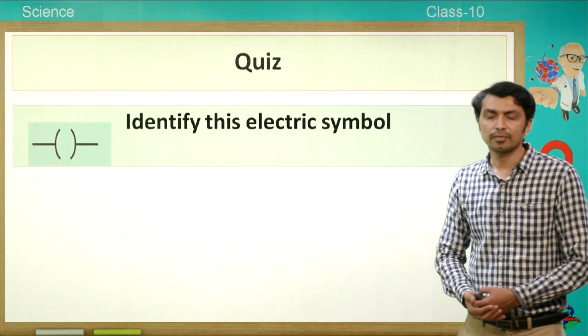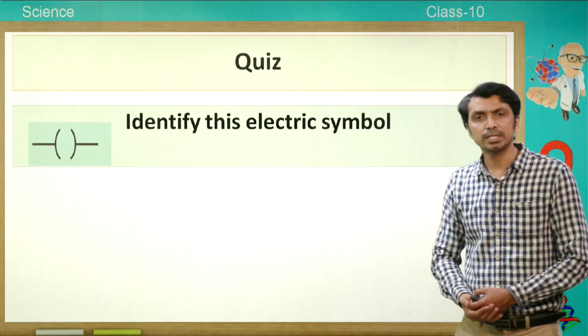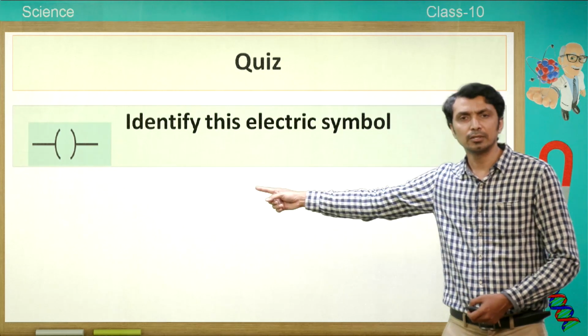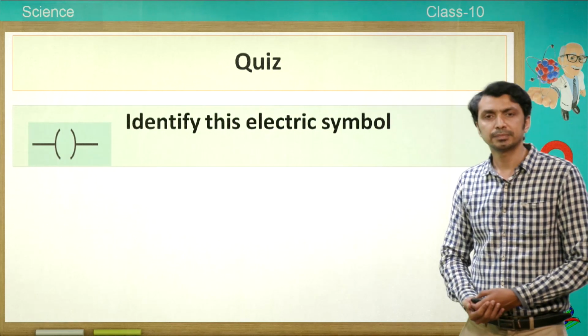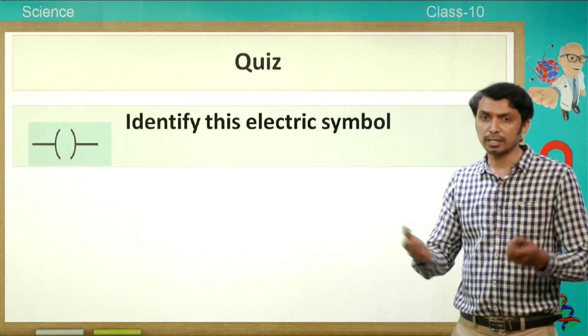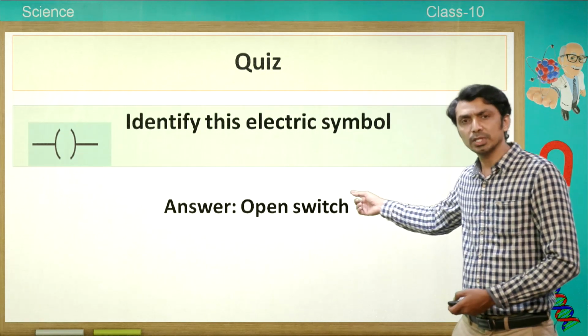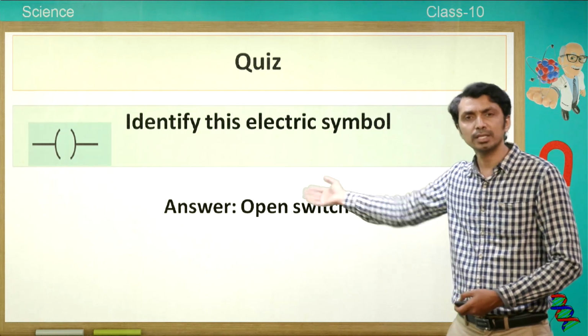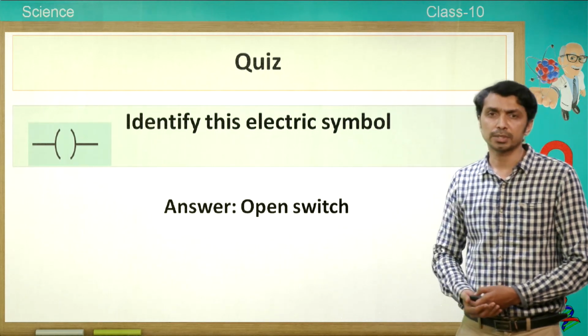Children, let us have a small quiz here. Can you identify which electric symbol this is? What does it symbolize? I think you are giving a correct answer. Yes, it is an open switch. That means it is an open circuit, where the current is not flowing. This is an open switch.